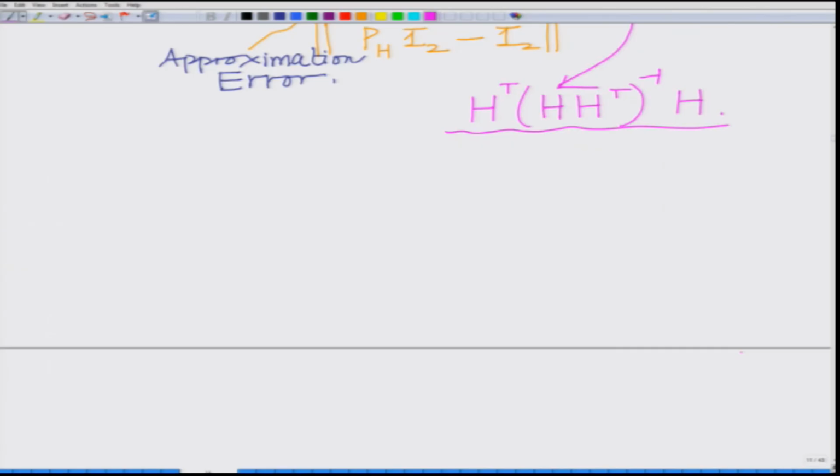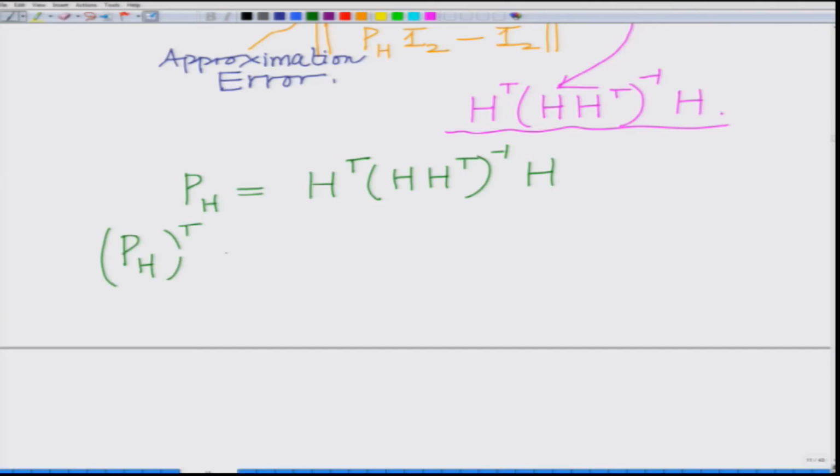Alright. So, before we do that, let us explore the properties of this matrix PH, which has several interesting properties. If you look at PH equals H transpose times (H H transpose) inverse times H, and now if you look at PH transpose, the transpose of this matrix is H transpose times (H H transpose) inverse times H, all transposed.